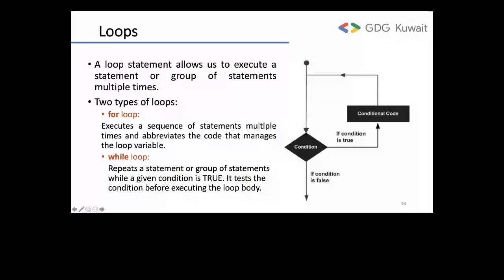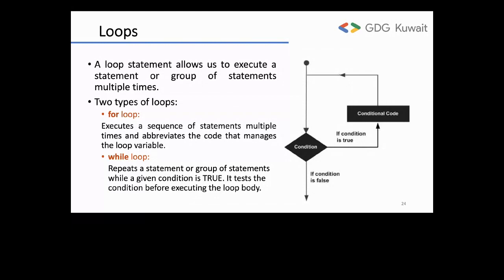Okay, now we're having the loops. Loops are basically if we want to repeat the same code we've written multiple times. And there are 2 types of loops. We have something called for loop, and we have something called while loop. A for loop executes a sequence of statements multiple times and abbreviates the code that manages the loop variable. Okay. A while loop repeats a statement or a group of statements while a given condition is true. It tests the condition before executing the loop body.